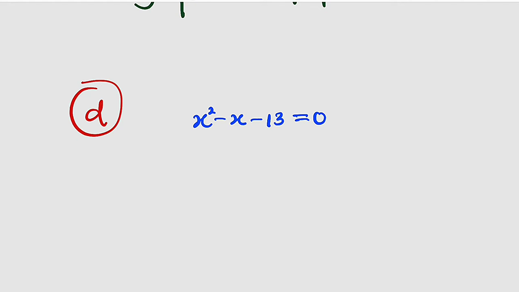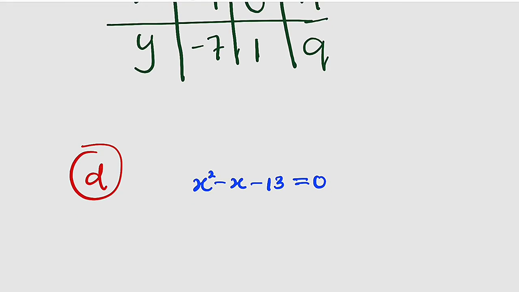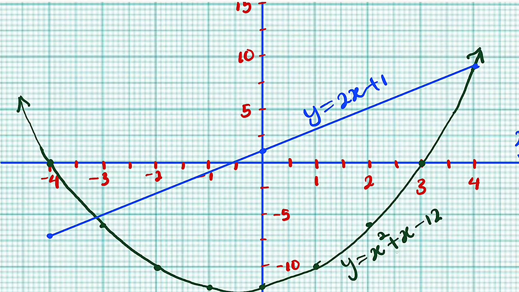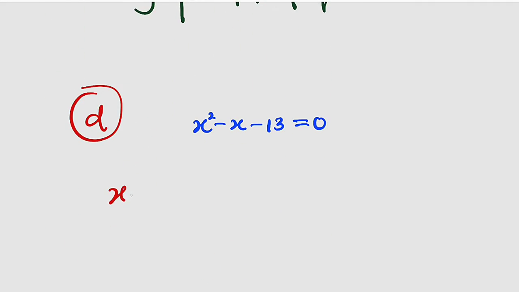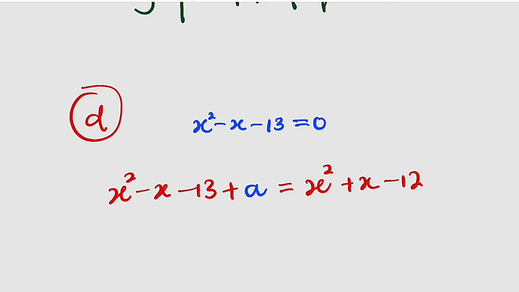We need to find which function can be added to this function to make it equivalent to the previous function. The previous function, remember, for this graph is what? X squared plus x minus 12. So I would like to take this function x squared minus x minus 13 and think of what I can add to it. Let me choose a certain variable like a, so that it will be equal to the previous one, which is x squared plus x minus 12. So once I obtain the value of a, we are going to graph it, and notice the point of intersection between a and the previous quadratic graph. That is what we are going to do.